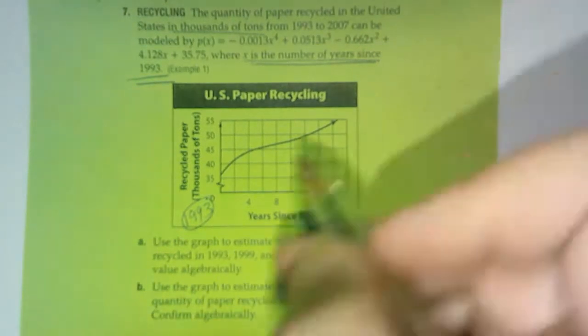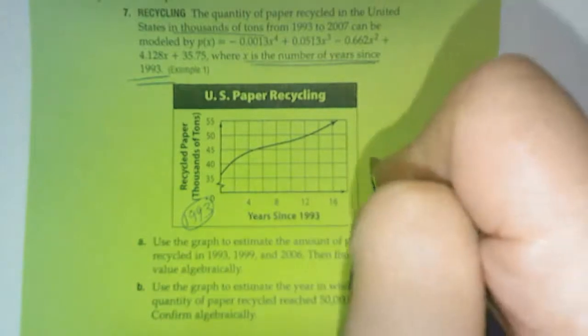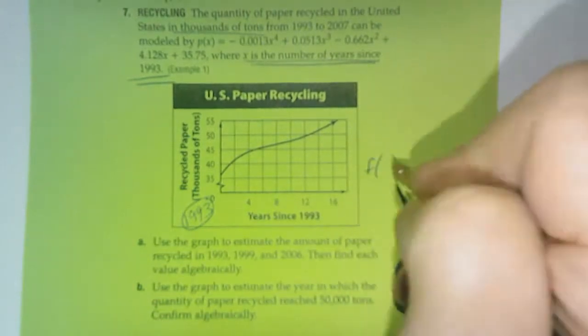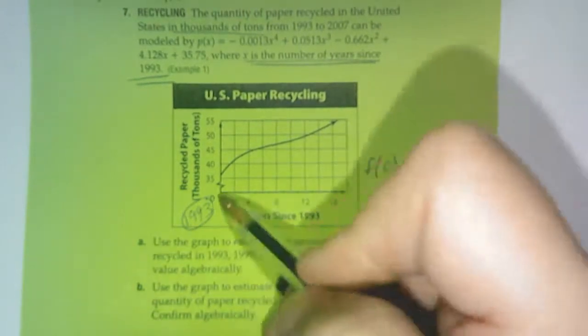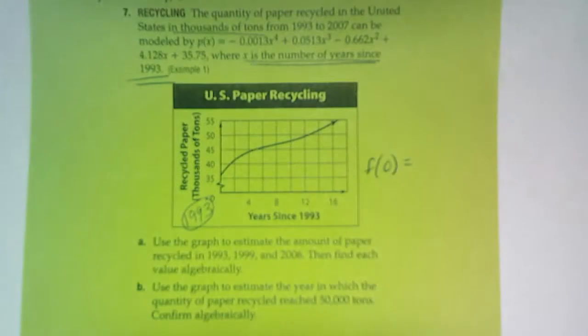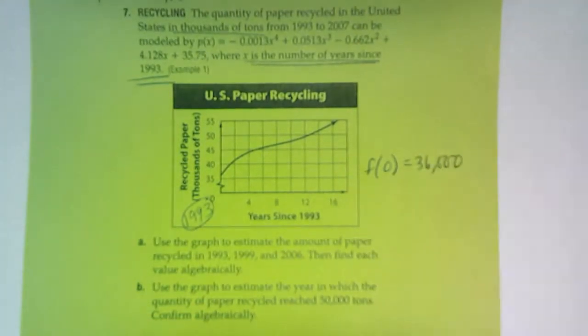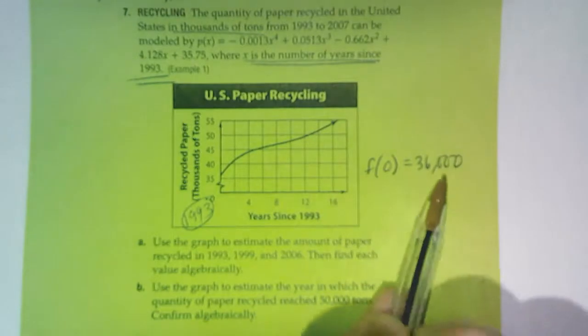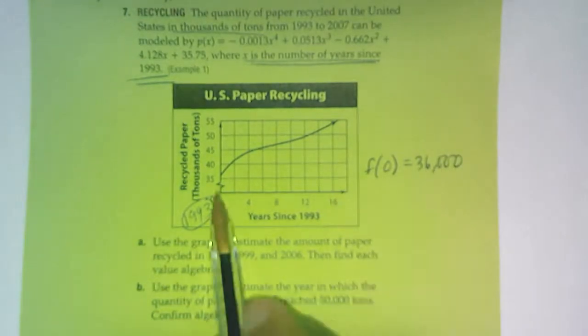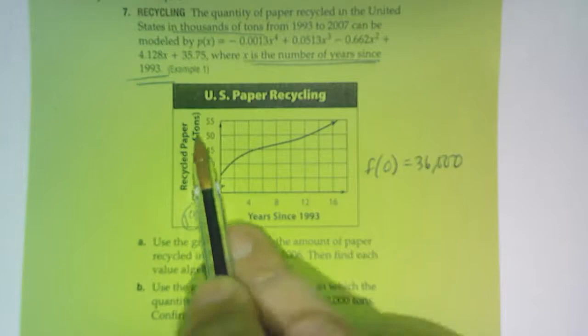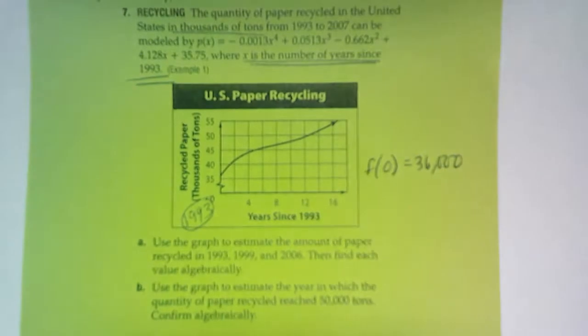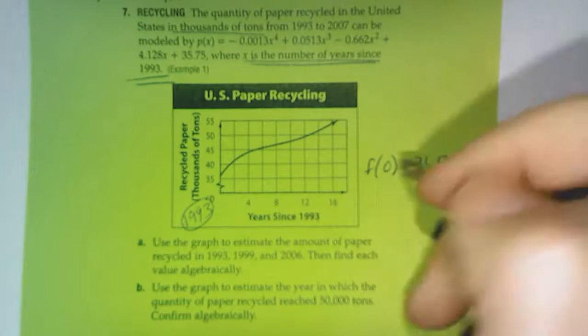So again, 1993 is really f of what number? 0. So estimate for me. What do you think f of 0 is, roughly? 36. Now, I put 36,000. 36, again, it's in thousands of tons, so I'm just going to put 36,000. You can write 36, and then you can write tons afterward, thousands of tons.